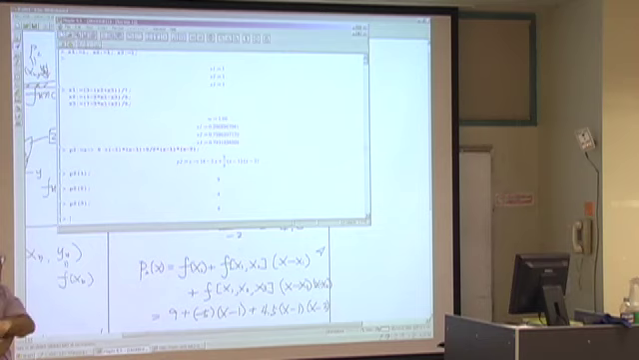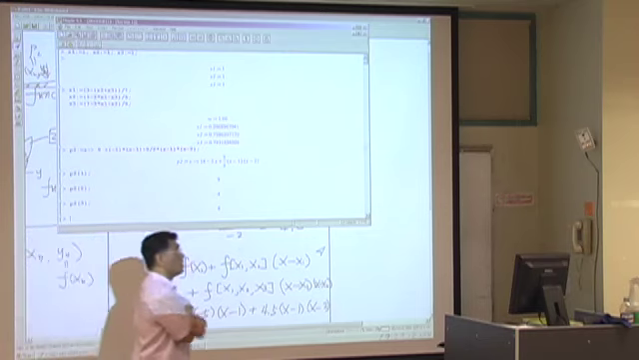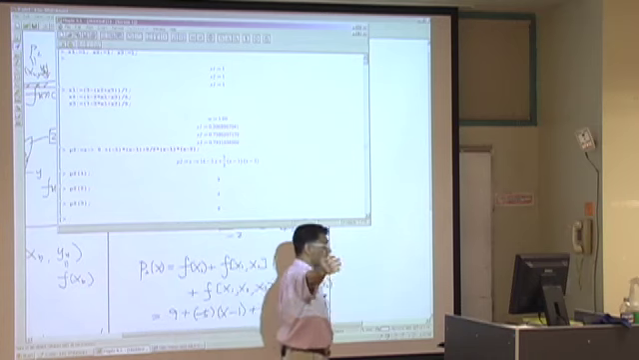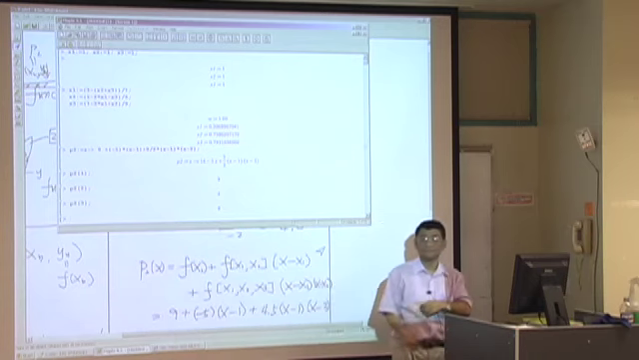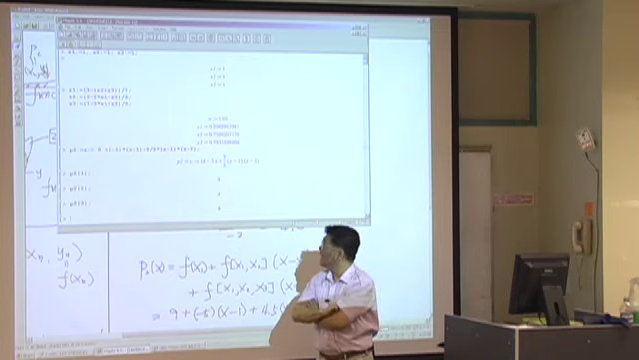And if you have more points, you can do the same thing to find a bigger function or a higher order function. Please review the idea and ask questions.